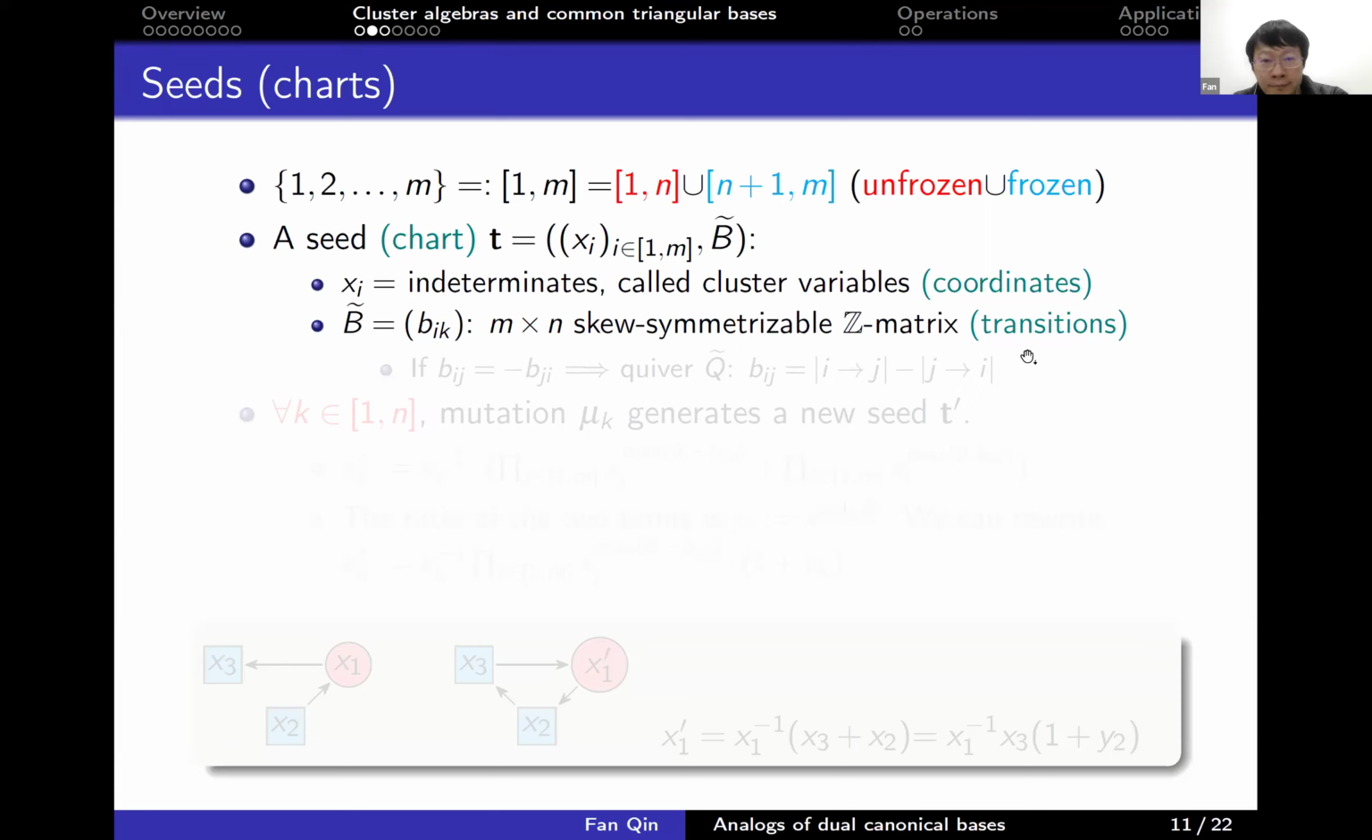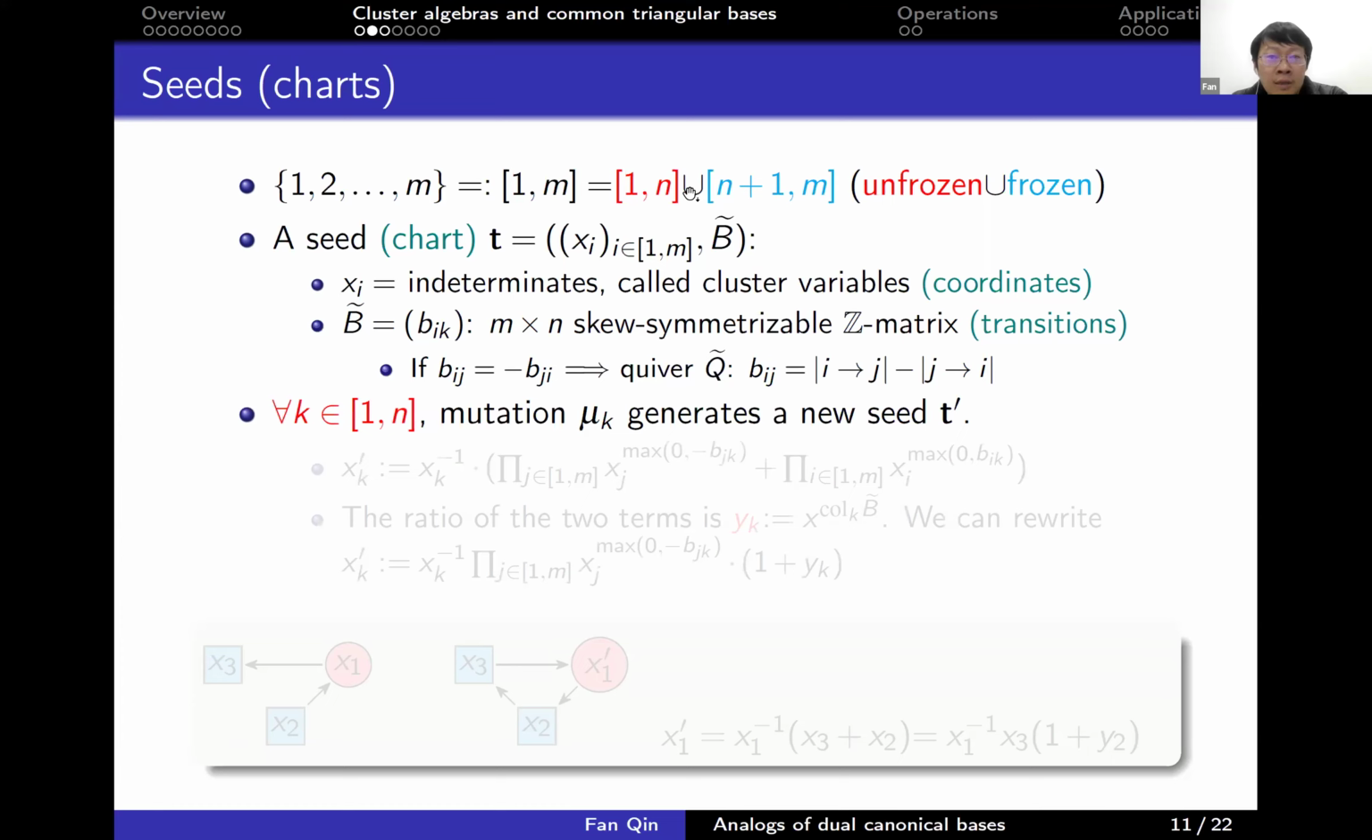We'll see that immediately. And it is often convenient to draw a graph instead of writing the matrix. So assume that the matrix is skew symmetric, namely Bij equals minus Bji, then we can draw a quiver, Q tilde, such that Bij is the difference between the number of arrows from i to j and the number of arrows from j to i. So you can use a quiver to represent this matrix.